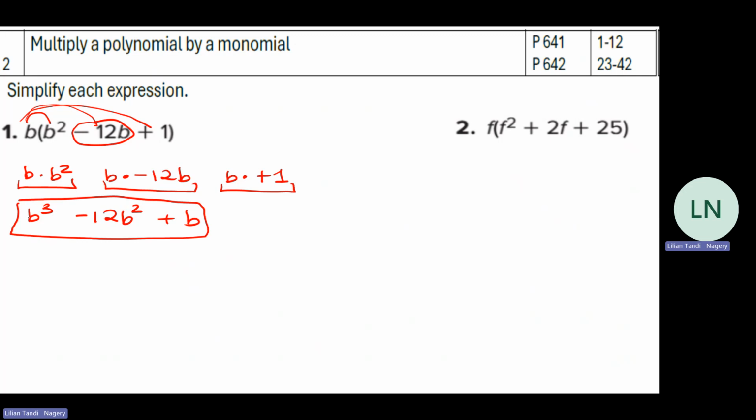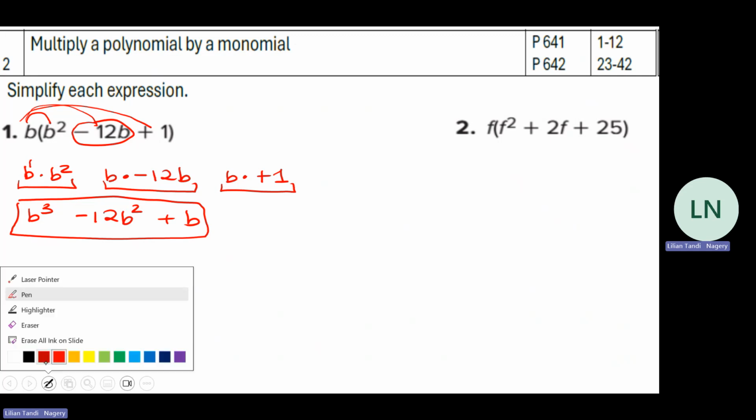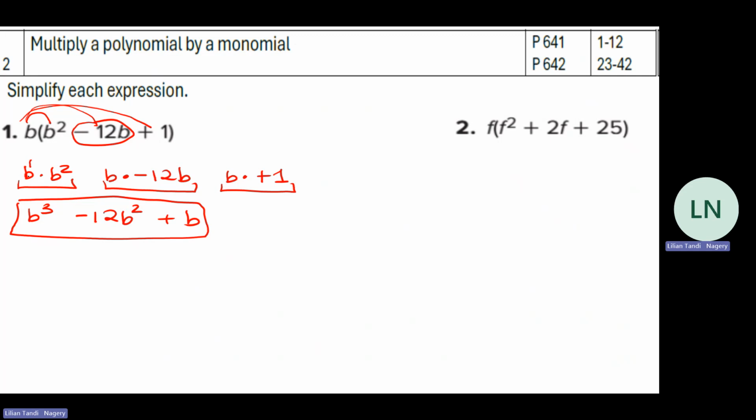Now, remember, when you're multiplying, you look at the exponents and add them if the base is the same. So b and b, the bases are the same. So what will I do to my exponent? I will add. Here, I have b and I have b here, and because I am multiplying, I will add my exponents. That's why I have 2 over here. And this one is just b times +1. It's positive b.